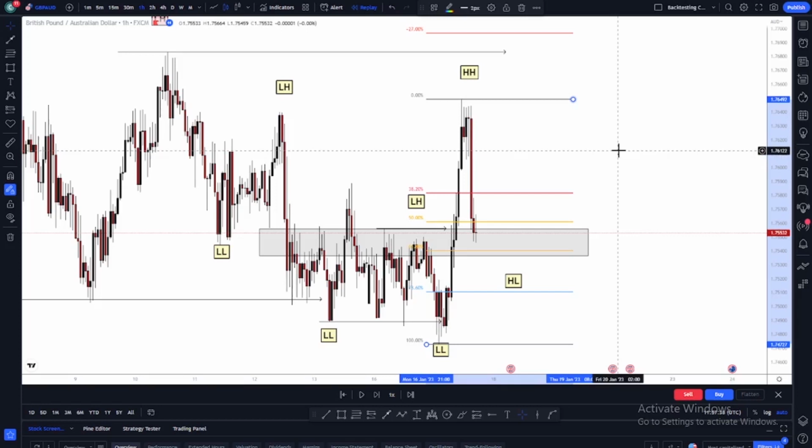Alright, so at this point, how many confluences do we have? We have about 3 confluences. First of all, we have a change in structure. Second of all, we have a break and retest. Third confluence, we have a what? We have a Fibonacci level retracement, which is our 50 and our 61.8 retracement level.